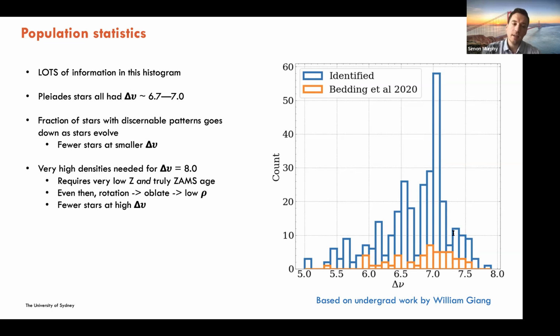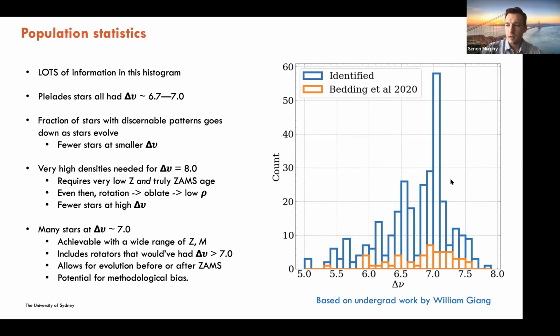Conversely, very high densities are needed for a delta nu of 8.0, okay? This requires very low metallicity, and it requires the star to be at truly a zero-age main sequence age, where the star is at its densest. Even then, if the star is rapidly rotating, it will become oblate. That gives it a lower density, and that shifts it to the left in this diagram. So that explains why there are fewer stars at high values of delta nu around 8.0.